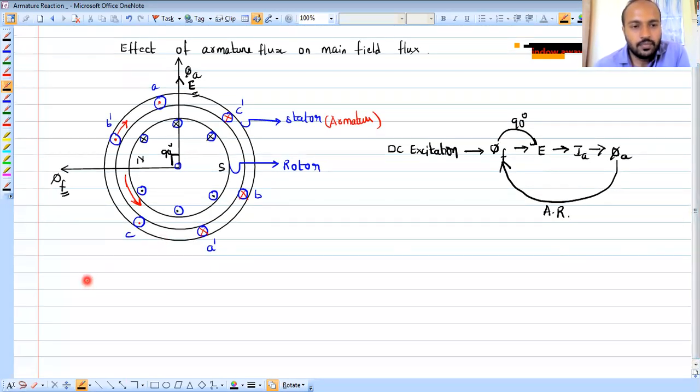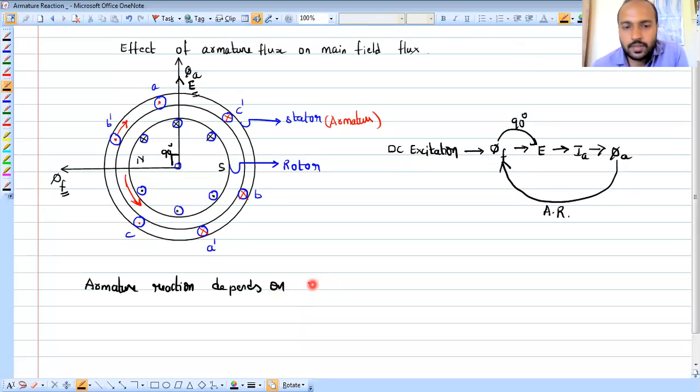Mainly armature reaction depends on two things. The first one is load and load power factor. Load and load power factor. So based on these two, load and load power factor, the armature reaction effect will vary. Okay. So we need to see that one.